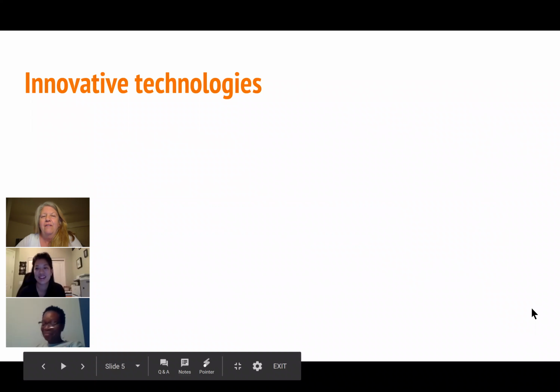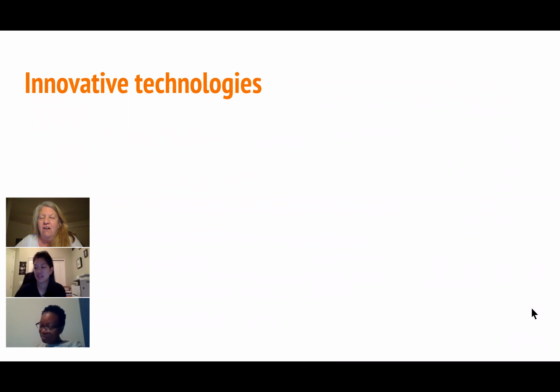Okay, we're starting on innovative technologies. I want you to take a piece of paper out and write down what are some innovative technologies and how could you find them. So if somebody gave you $500,000 and said, okay, what innovative technology would you want to bring into the classroom? How would you find out what those innovative technologies are?